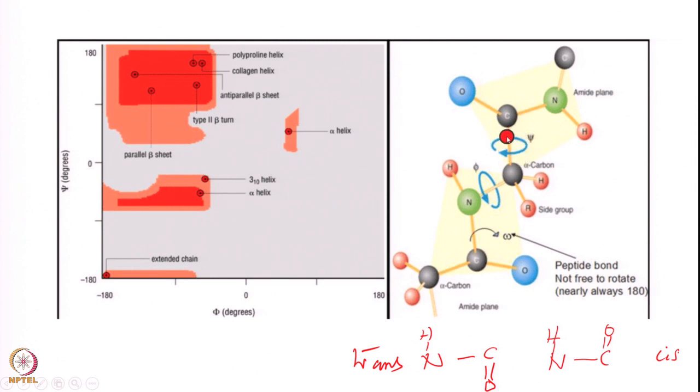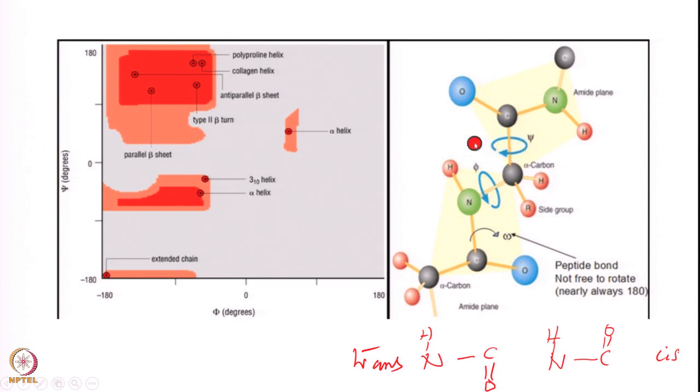Conventionally one can use both conventions, whether you want to define from minus 180 to plus 180 or 0 to 360. Both kinds of conventions are used, and initially one has to figure out which are the possibilities. Now what determines these choices? Of course, the steric context is an important factor there.